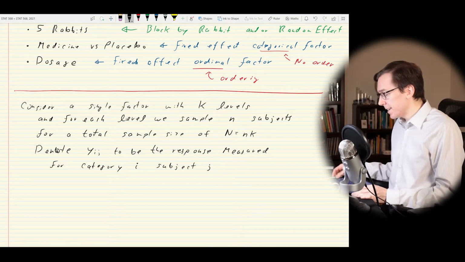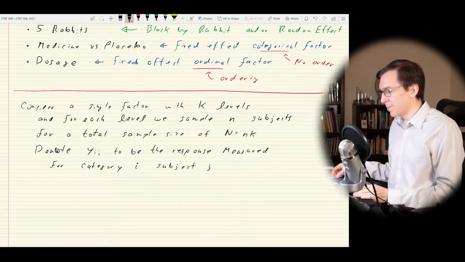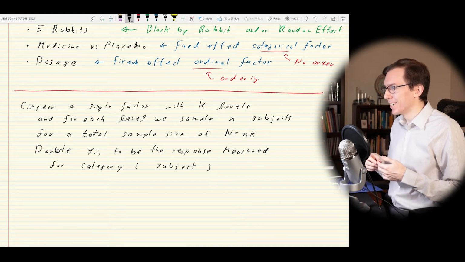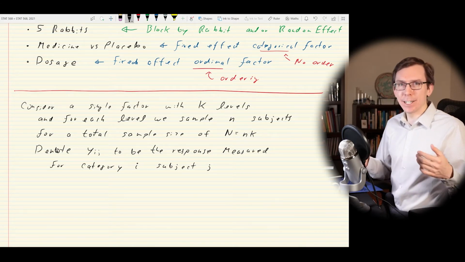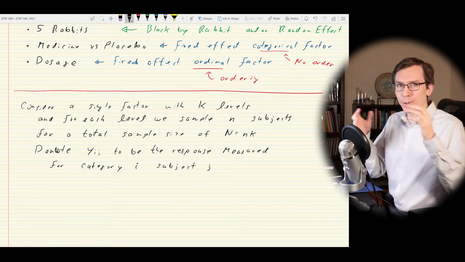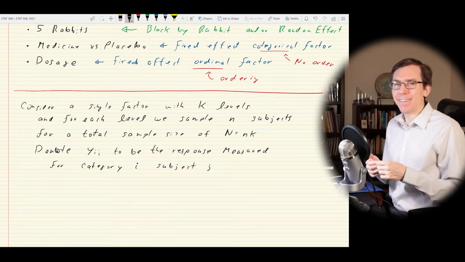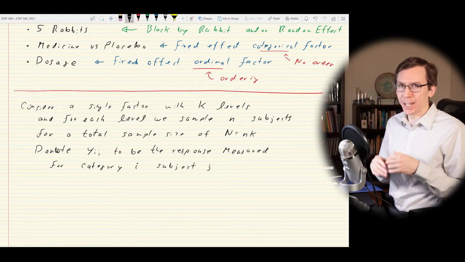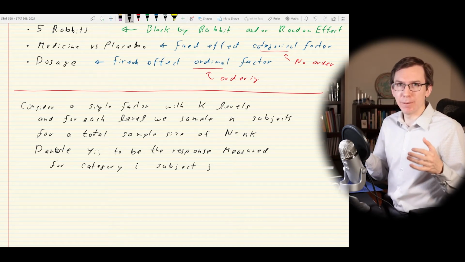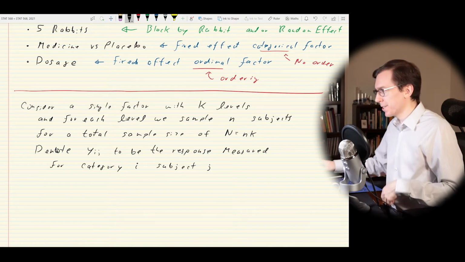Now, in this case, I would assume that subject j changes between each factor level. So that means, if I was doing this study with people, I would have big N, little n times K, total number of people. So if I have 10 Canadian provinces and I sampled 100 people per province, my entire study would have 1,000 people in it, unique individuals.